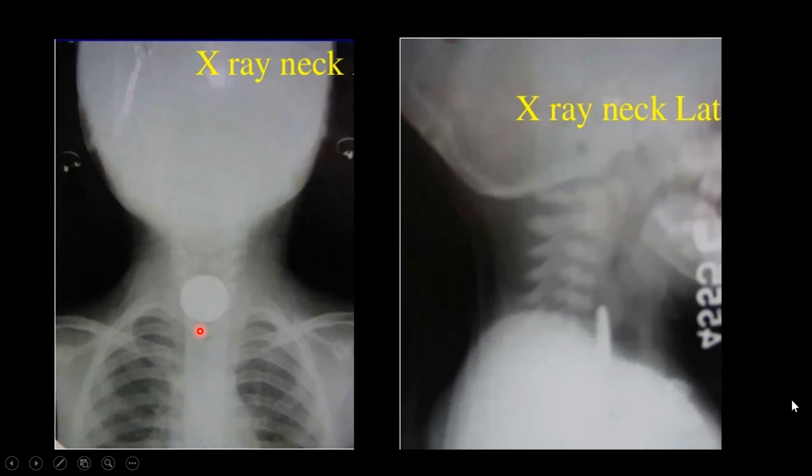you can see that there is a small coin swallowed by the child, and you can see that it is behind the trachea, so it is in the esophagus, the cervical esophagus.